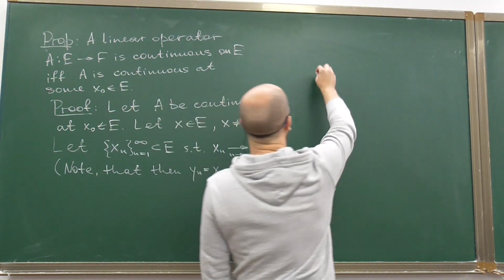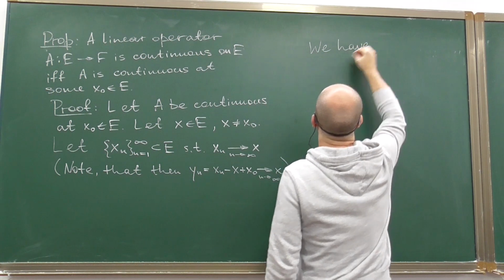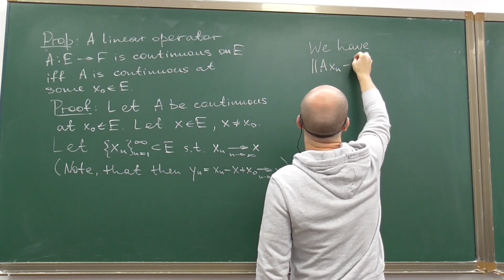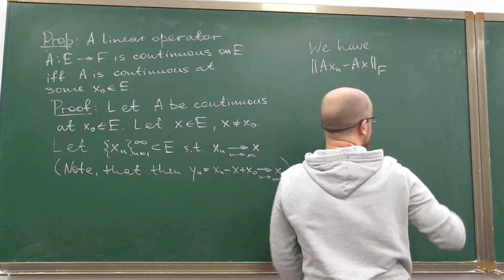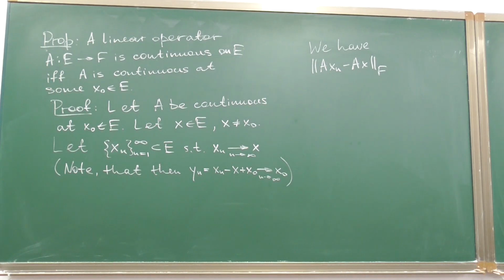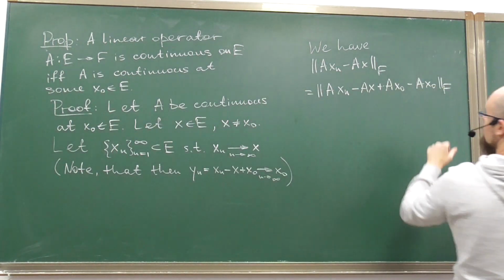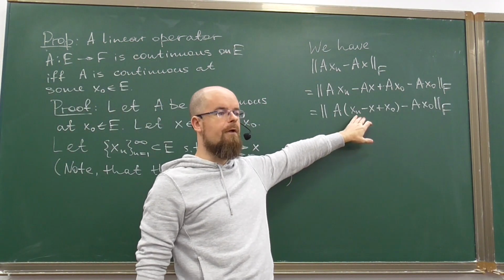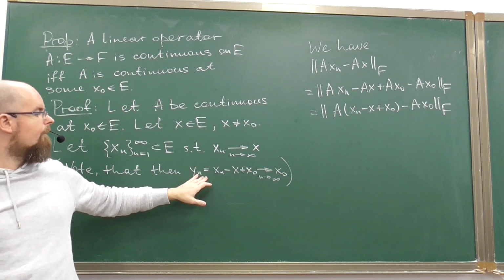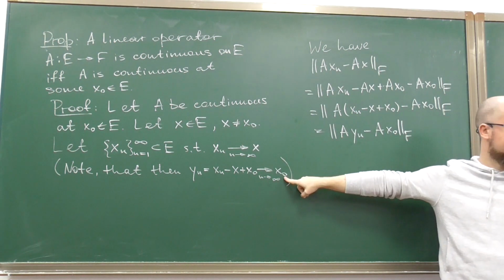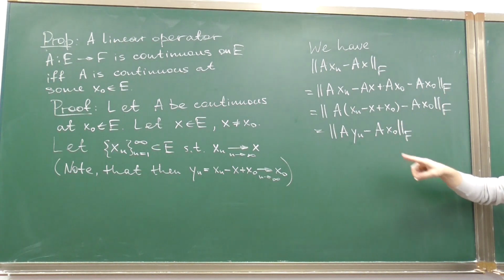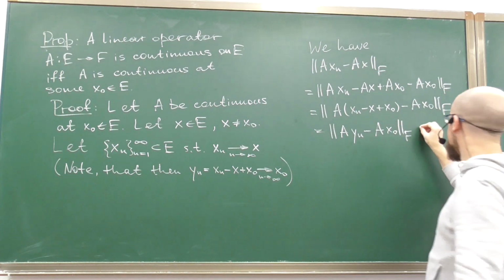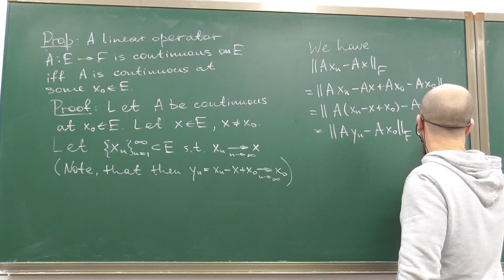Let us now consider A of xn minus A of x in F. So we want to show that this norm tends to 0 as n tends to infinity. Let me add and subtract A of x naught. Now I will use the linearity of A to bring all these three terms together. But this is nothing but A of yn, this one. And we know that yn converges to x naught and A is continuous at x naught. So by definition, this tends to 0. And we're done.